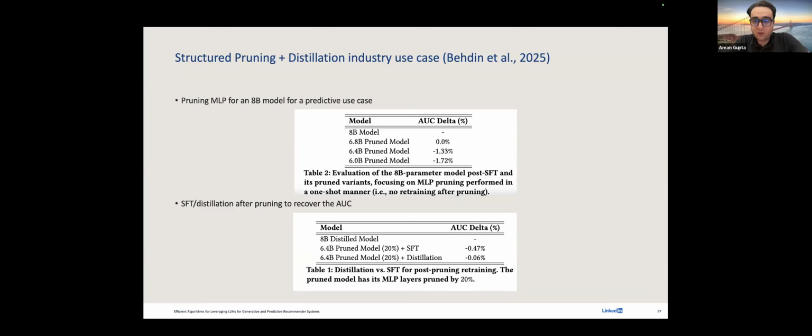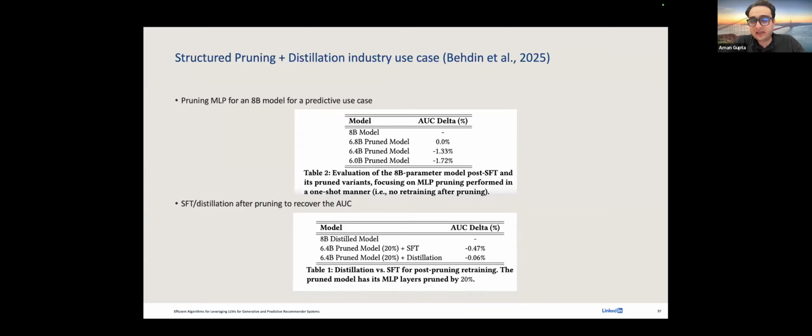So here are some numerical examples that can be quite interesting. Let's say we start with the 8B model, a Llama-based model, and then we prune the MLP layers of this model. So we start with 8B, but then prune to 6.8, 6.4, and finally to a 6 billion model. We look at the AUC of this series of pruned models and how they compare with the base 8B model. And we see that when we go to 6.8B, you don't see much drop in accuracy. There's basically no drop in accuracy. However, as we push for smaller models, 6.4 and 6B, we see that the AUC starts to go down.